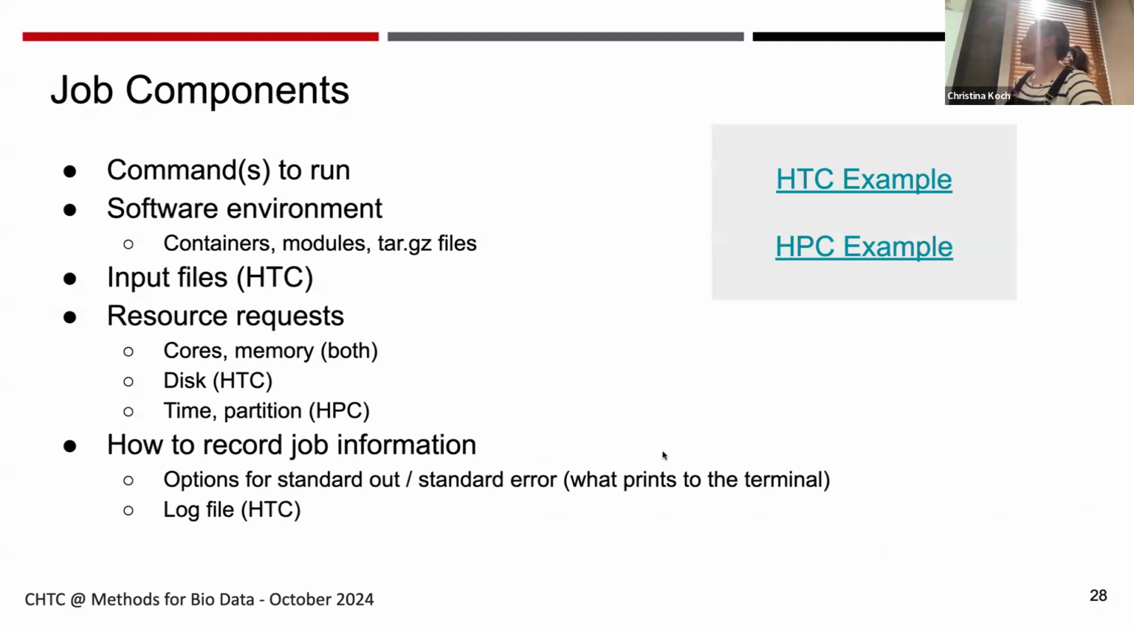Okay, so what we're communicating to the scheduler in CHTC's case is what I like to think of as components of the job. So the commands I want to run, information about the software environment, information about the input I need, typically input files, information that the scheduler needs to know how much space to give me for each task or job, and how to record information that gets created.